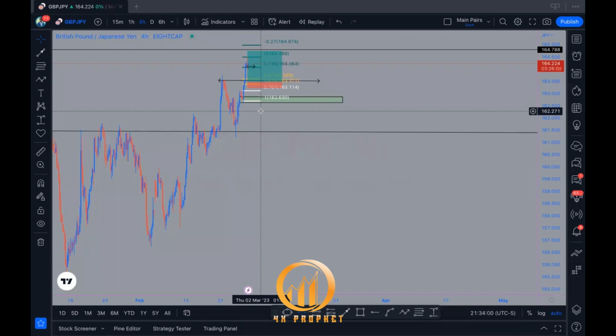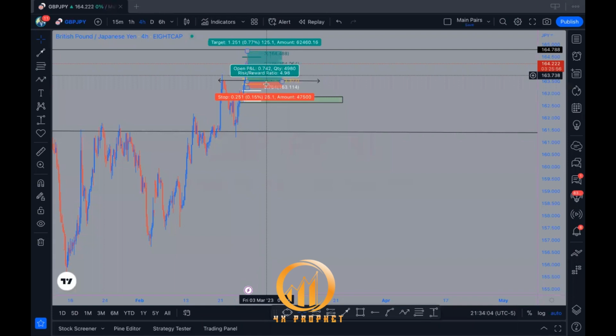0.5% max risk always protects your account. And as you can see, this is a 1 to 5 trade. So what that means, if it smacks the 5, we have 1, 2, 3. So you make basically 2.5%.